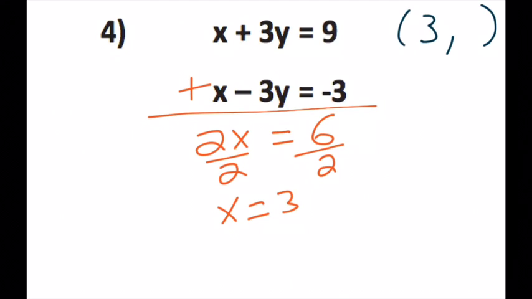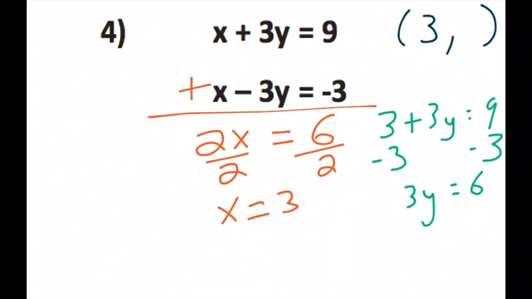Now I'm going to plug 3 back in. I'm going to go ahead and just do it to the top one. So if x is 3, I have 3 plus 3y equals 9. I'm going to subtract 3 from both sides. So I get 3y equals 6. Divide both sides by 3, and y equals 2.